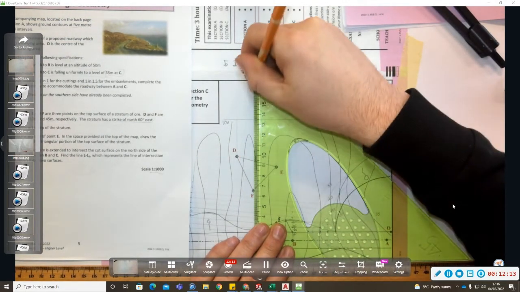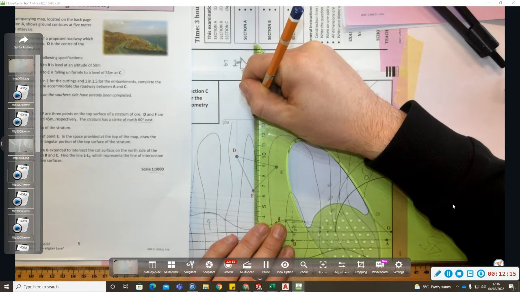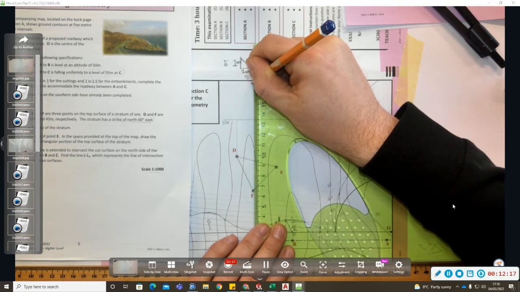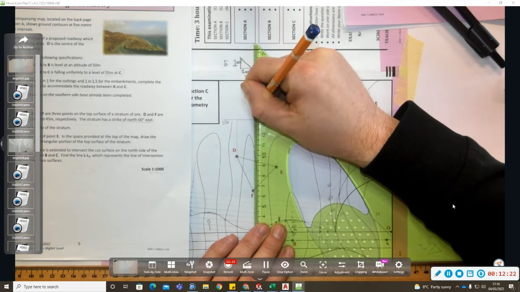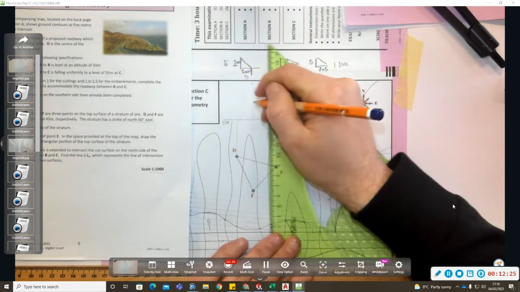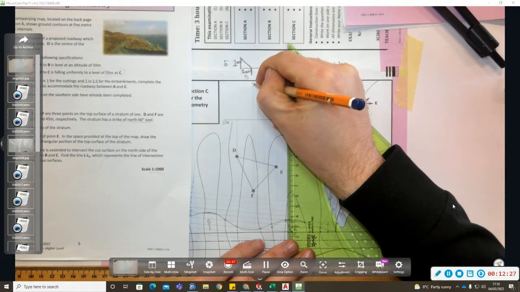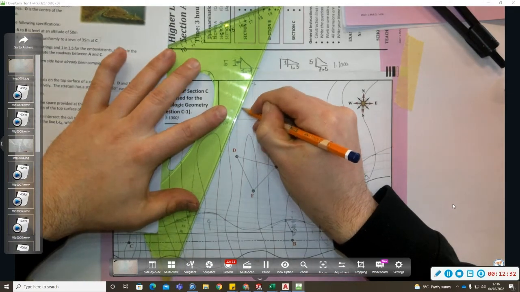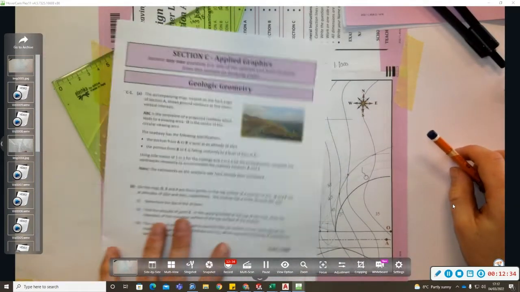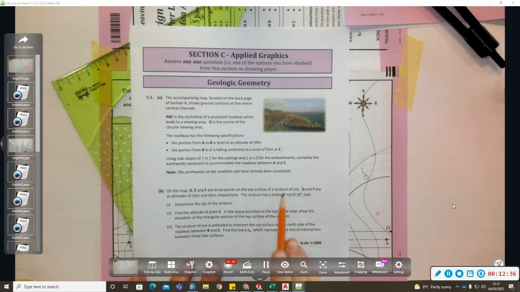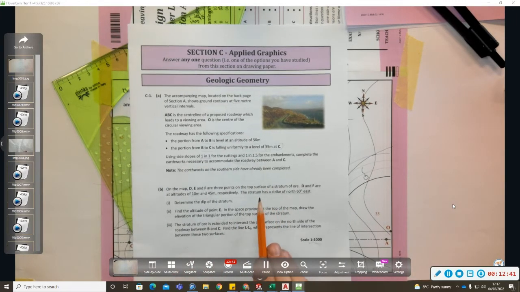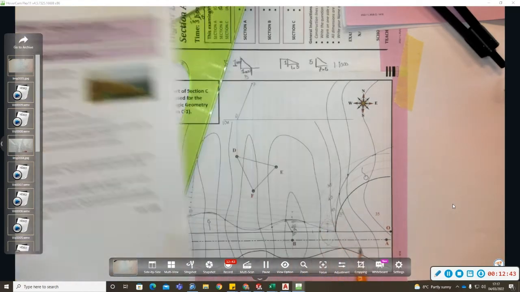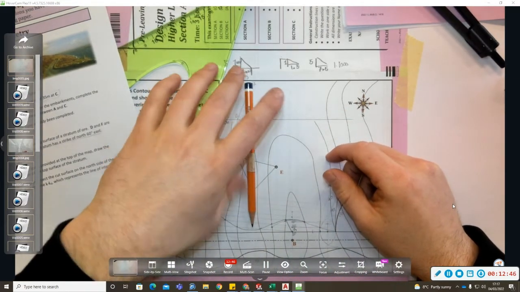E then, okay, is up 5 and not further 3 because we're starting at 10 meters. So to further 35 from there, right? That's F. Now we can join D to F. Okay, how do we get point E? Right, so the stratum has a strike of north 60 degrees east.